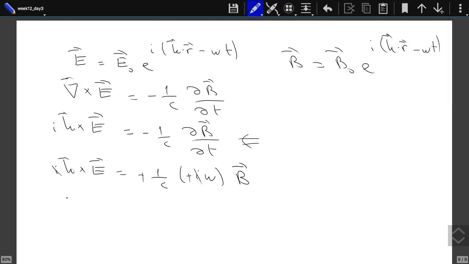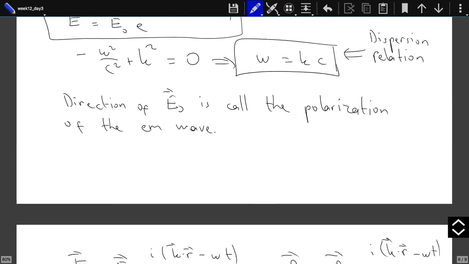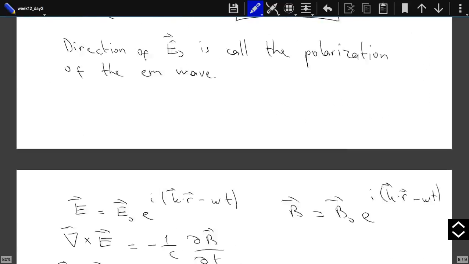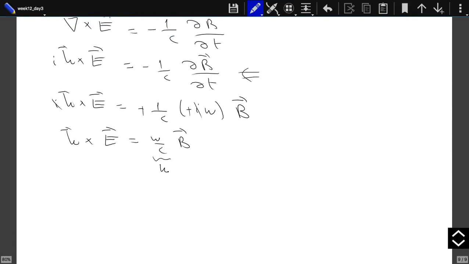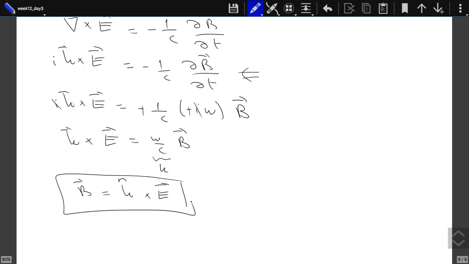The i's cancel, and these minus signs cancel. k cross E is equal to omega over c times B. Omega over c has the magnitude k. So B is equal to k hat cross E. Let's assume that k is in this direction, and E is in this direction, at a given instant at least. Then B would be just out of the screen, or let's show it in this direction.